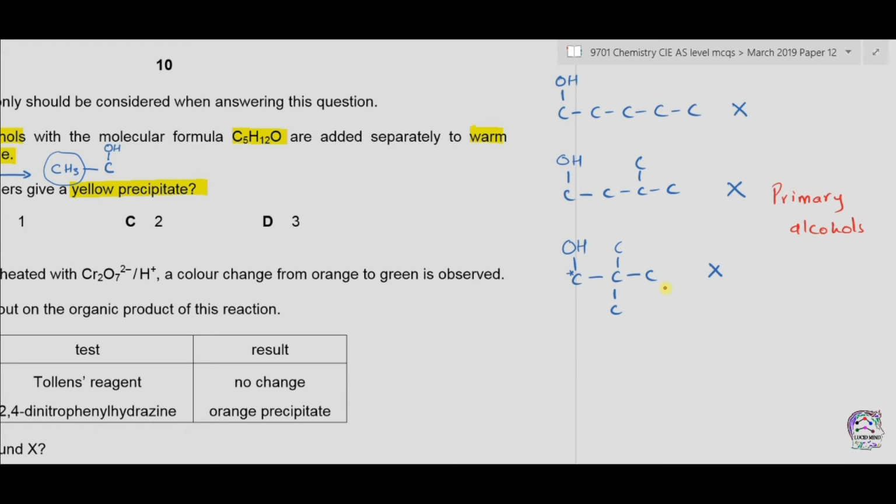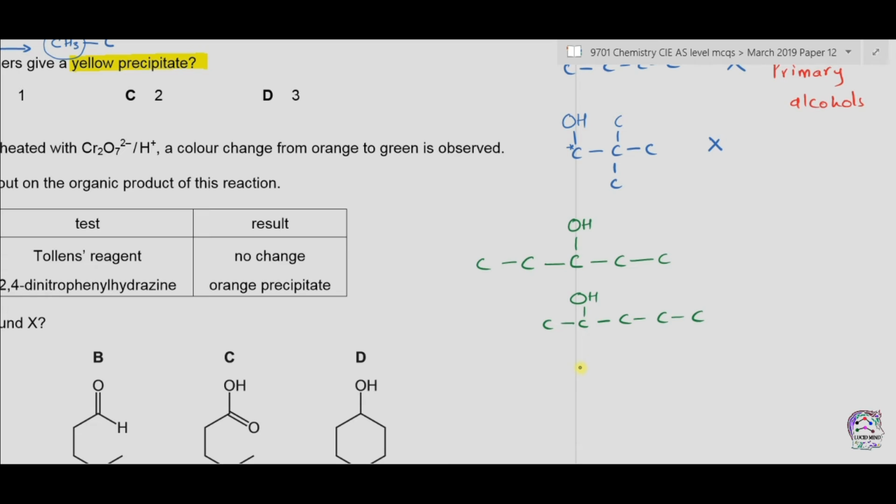Now let's move towards secondary alcohols. In a secondary alcohol, OH is attached to the carbon atom, which is further attached with at least 2 carbon atoms directly. Now in total we have 5 carbons, so it could be like this, or it could be like this, or another possibility is that there is a substituent attached with the third carbon. All these 3 are secondary alcohols.